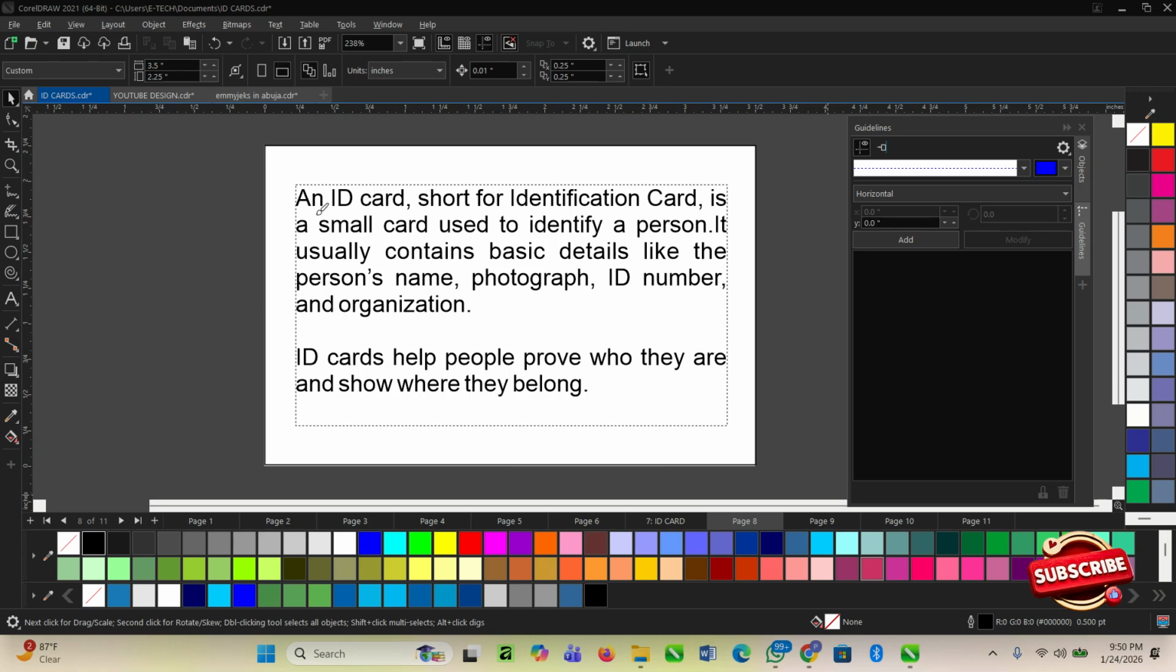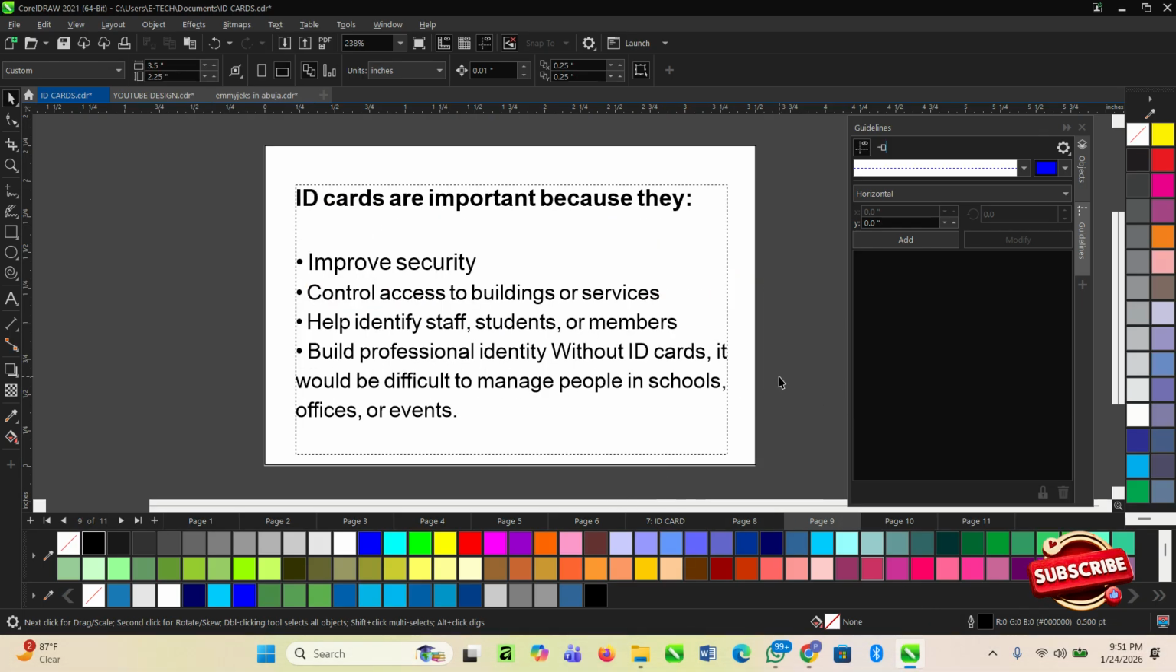It comes in the form of a small card to identify a person. It usually contains basic details like the person's name, photograph, ID number, which is always very important, and the organization you are coming from. It's very, very important to take note of that. They are also very important for security reasons.